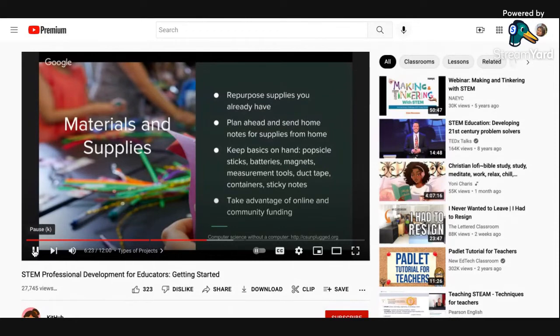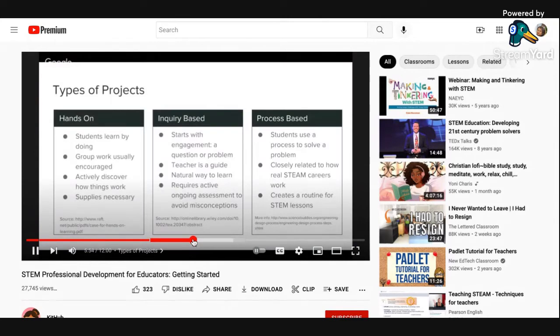There's construction paper, pipe cleaners, art processes to solve math problems. These create a routine for STEAM lessons.